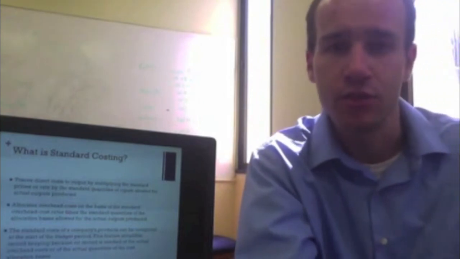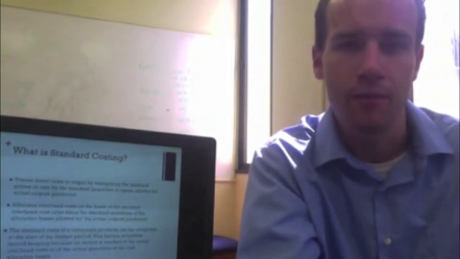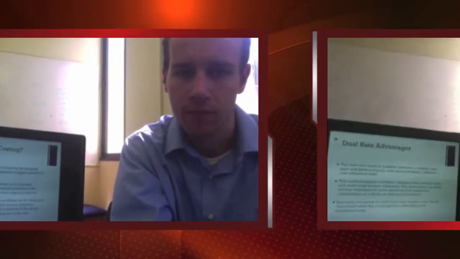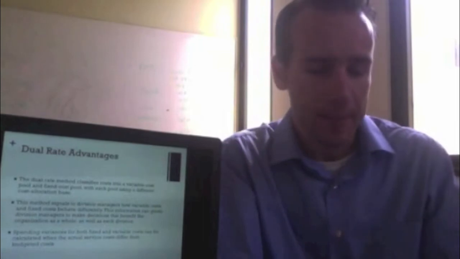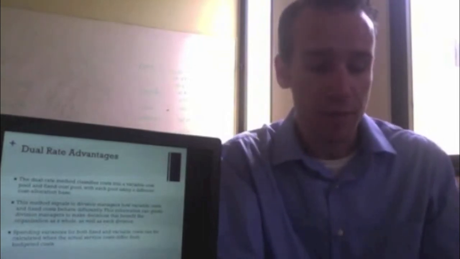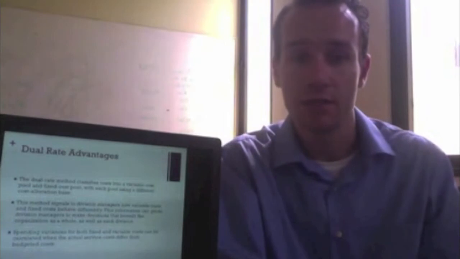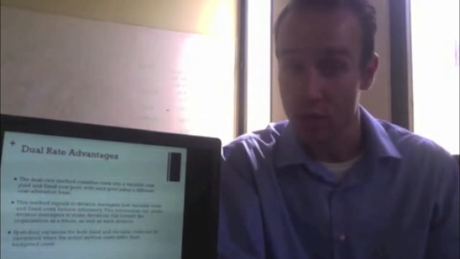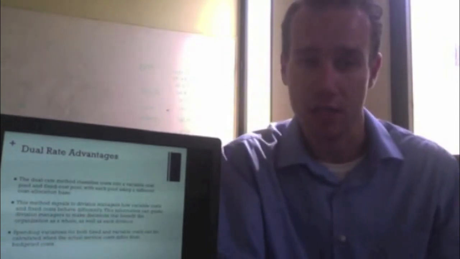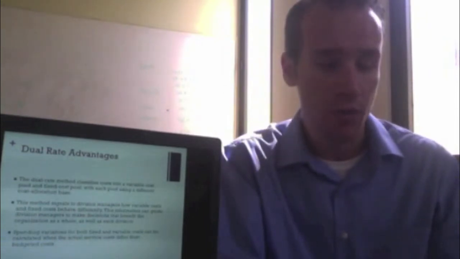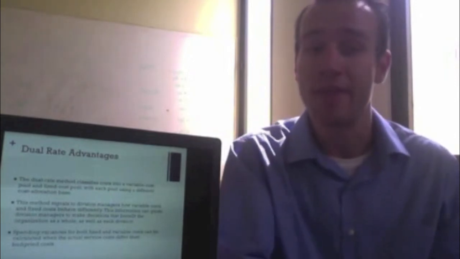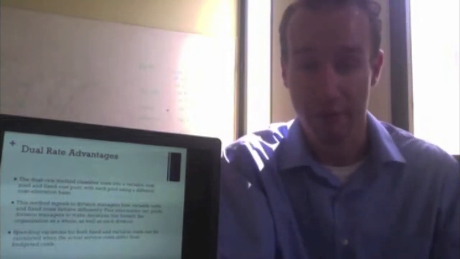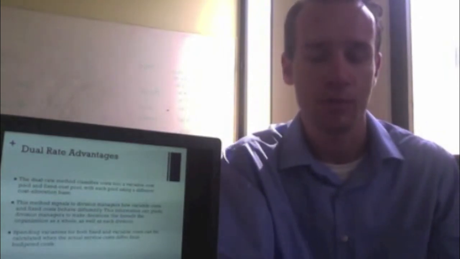Now I'm going to take you to the dual rate method. The dual rate method, as kind of included in the name, is going to be using two different rates to allocate the costs. They're going to be using a rate for the variable costs and one for the fixed costs. So the way it works is the dual rate method classifies costs into two separate cost pools, a variable cost pool and a fixed cost pool.